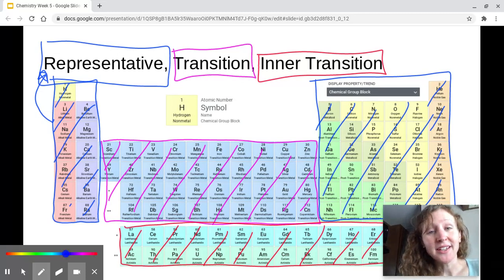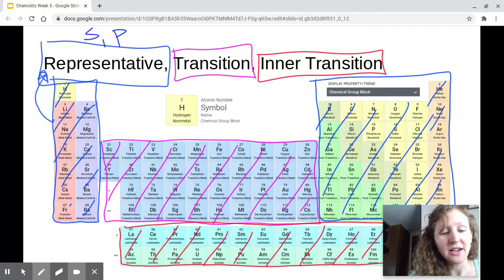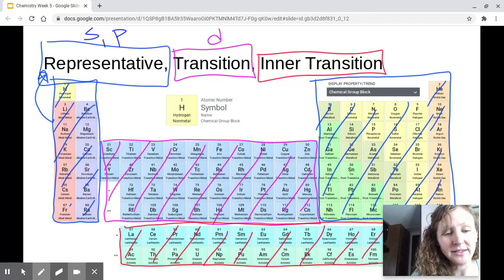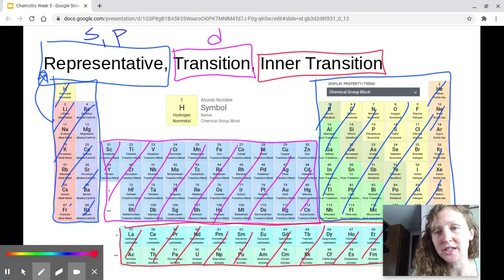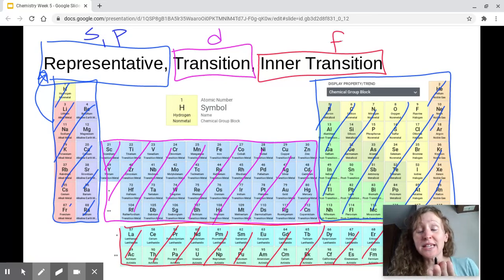The representative elements are the S and P boxes. The transition element lines up with the D box, and the intertransition lines up with the F. And this explains exactly why they fall where they fall also. So we're going to start to use representative, transition, and intertransition elements as we start to talk about ions that form and also bonds that form.